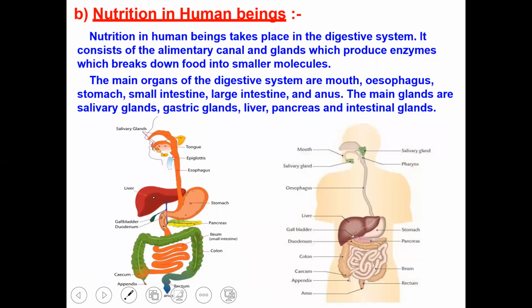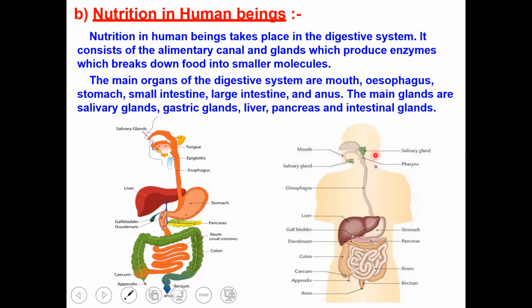Next, when we come to nutrition in human beings, it is a complete type. Complete type means it starts with the mouth and ends with the anus. So here we have two openings, one for the entering of food and one to excrete the waste. So it is a complete digestive system.